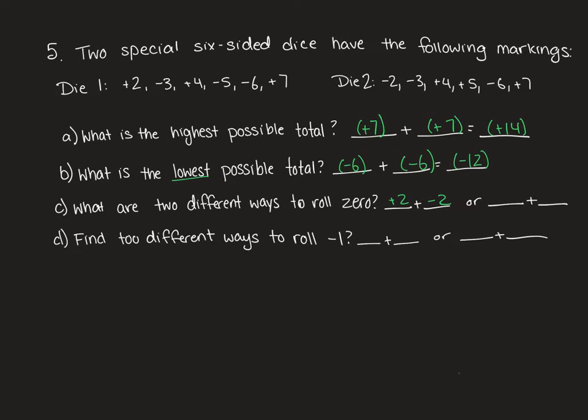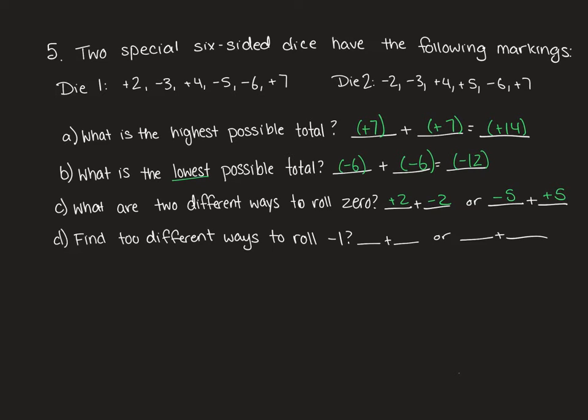Then we could look at the 3. Do we have the opposite of negative 3? No, we have another negative 3. Do we have the opposite of positive 4? No. Do we have the opposite of negative 5? It's positive 5. Yes, we do. So negative 5 and positive 5.